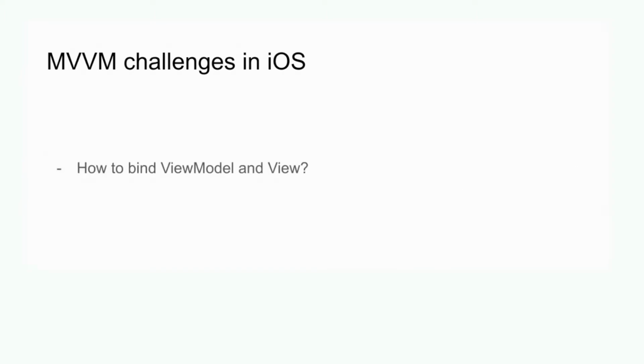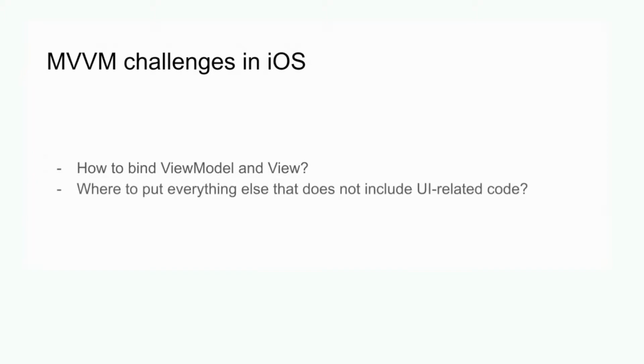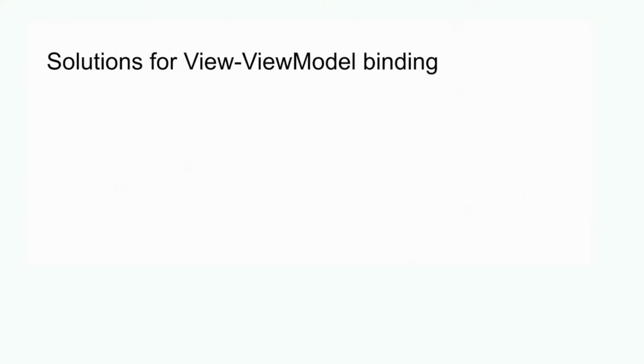But there are open questions. First of all, how will we bind the view, the UI classes, and the view model that we just added? And second, where to put everything else? This view model just doesn't give us answers. For example, where to put our connection layer, where to put our database code and stuff like that.